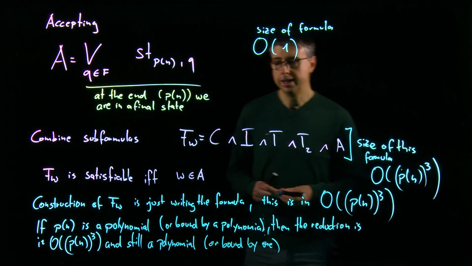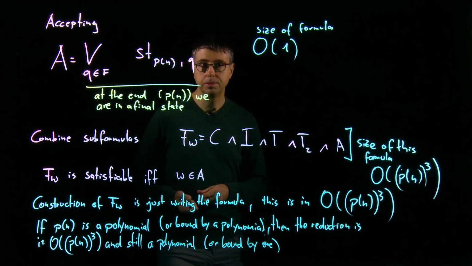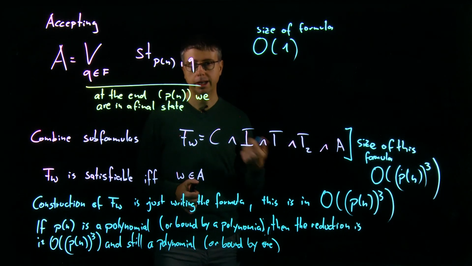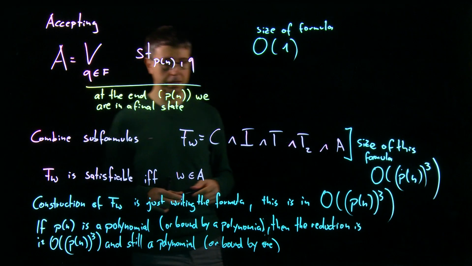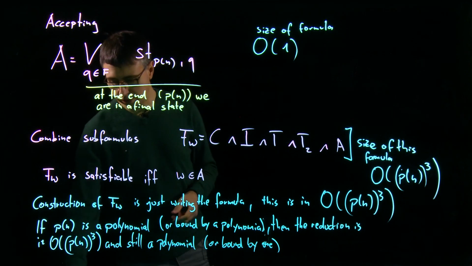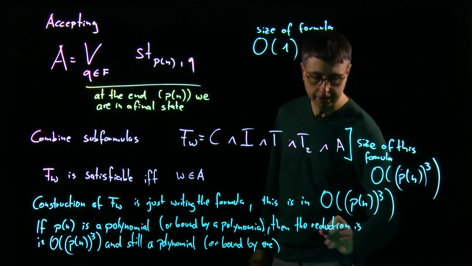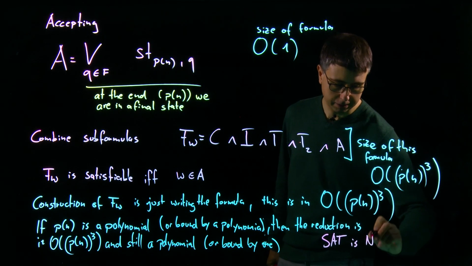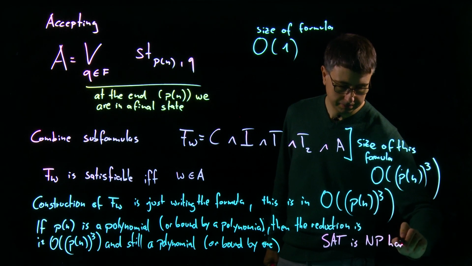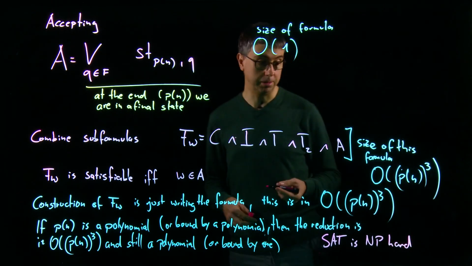So what we have shown is that all the problems in NP can actually be reduced to our satisfiability problem. So this concludes the proof, and this means that the problem SAT is NP hard. And therefore it's NP complete.